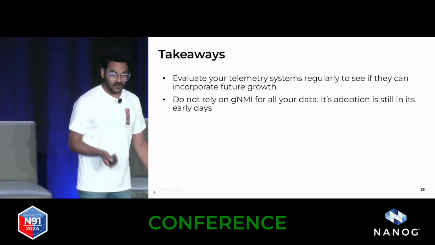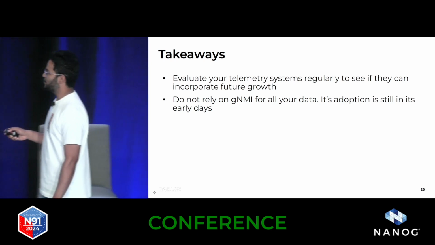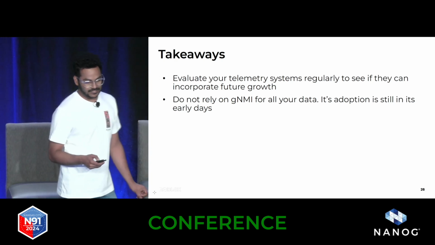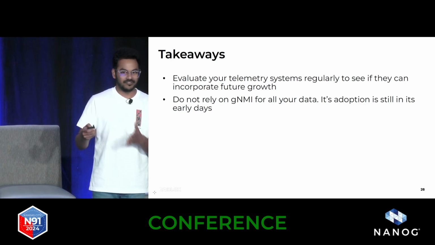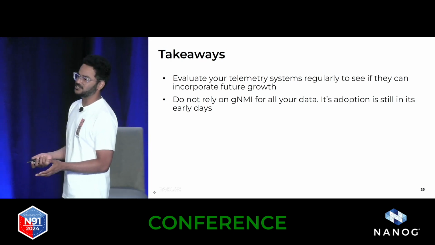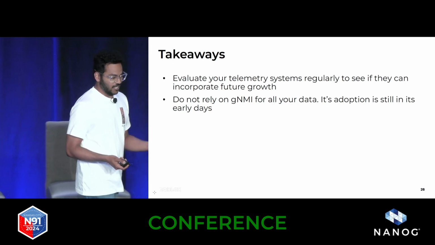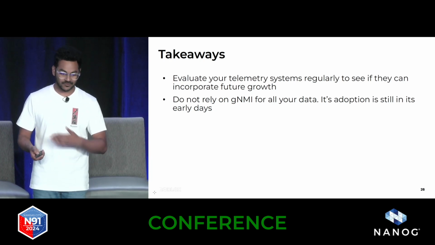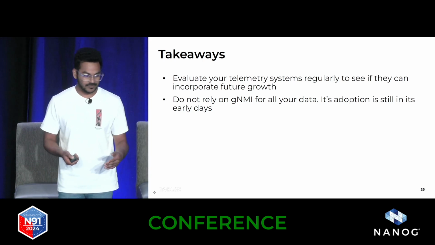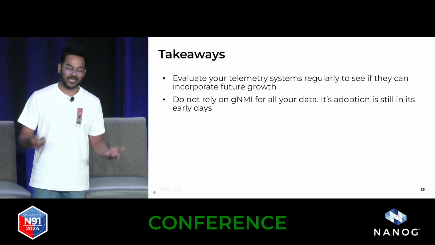The second one is do not rely on GNMI for your data. Its adoption is still in its early days. But with a caveat: if you're working with GNMI and you see that they don't have data for what you want, work with your vendors and add that to the GNMI spec. Work with OpenConfig as well for that. We need more people to use GNMI, it's a really good protocol. But if people aren't using it, we'll always have issues with it. And if we, as a community, keep adding the fields that we want, it's going to help everyone.